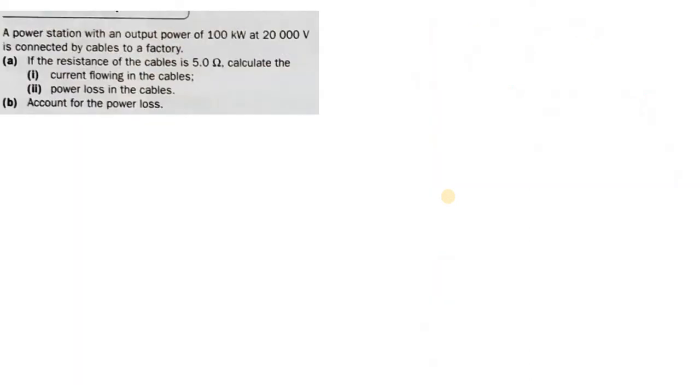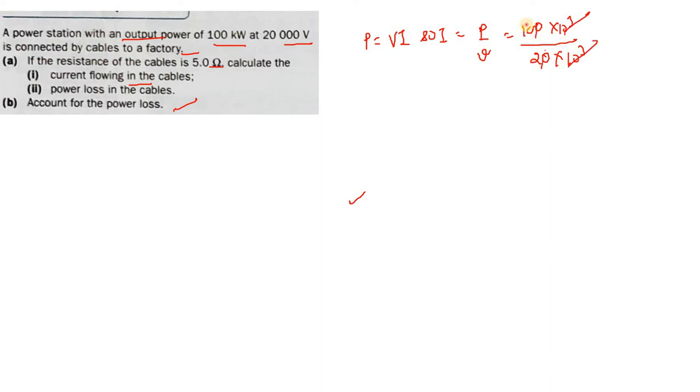Now let's see some questions based on what we have just discussed. A power station with a given output power, at this much voltage, is connected to the cable of a factory. The resistance they have given you. Calculate the current. So P is equal to VI, so I will be P by V. What is P? You remember kilowatt, right? Kilo means 1000, 10 to the power 3, divided by 20, so this is your 5. So the answer is 5 ampere.